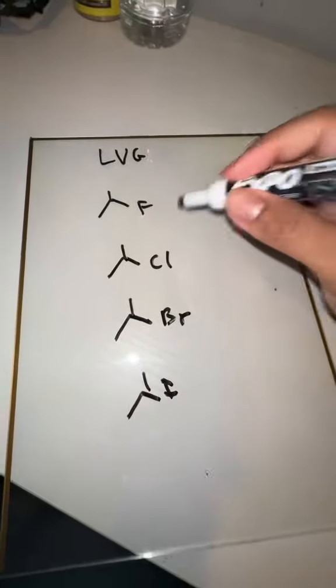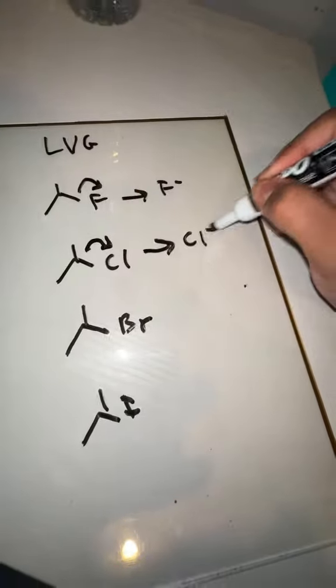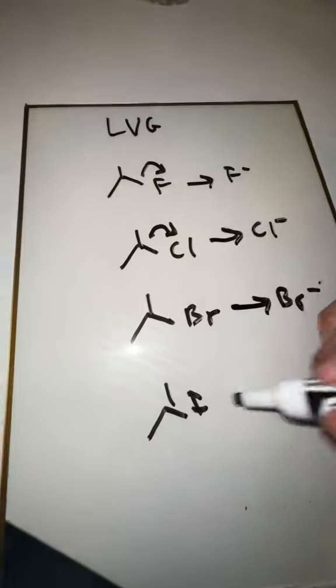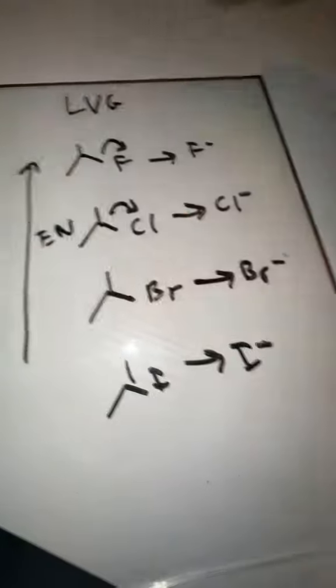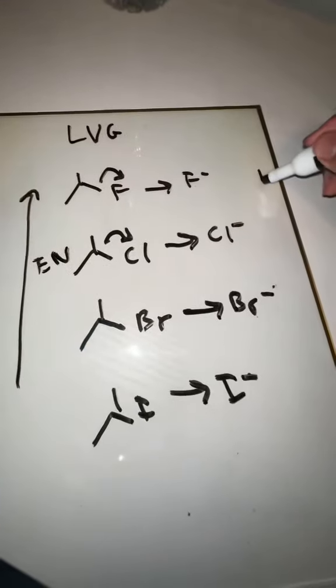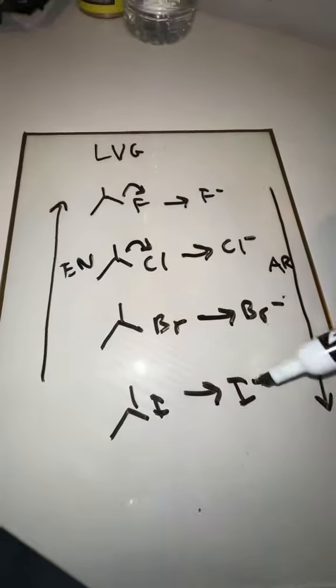So for example, this fluorine is going to leave and become anionic fluorine. This chlorine is going to leave and become anionic chlorine, and same thing, Br minus and I minus. So here's the thing. This is the order of halogens on the periodic table, right? So when we go this way, this is increasing electronegativity. Our fluorine has the highest electronegativity, but this way is the highest atomic radius, so iodine will have the largest atomic radius.